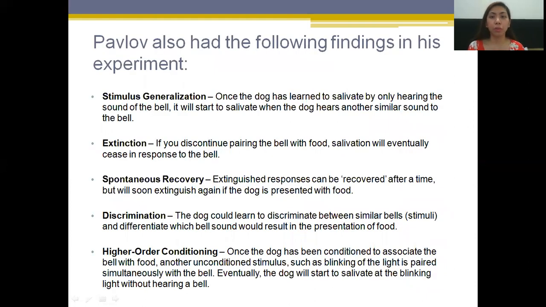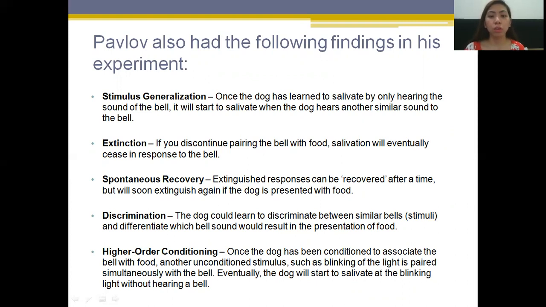Pavlov also had the following findings in his experiment. First is stimulus generalization. Once a dog has learned to salivate by only hearing the sound of the bell, it will start to salivate when the dog hears another similar sound to the bell. Then we have extinction. If you discontinue pairing the bell with food, salivation will eventually cease in response to the bell. Then we have spontaneous recovery. Extinguished responses can be recovered after a time, but will soon extinguish again if the dog is not presented with food.